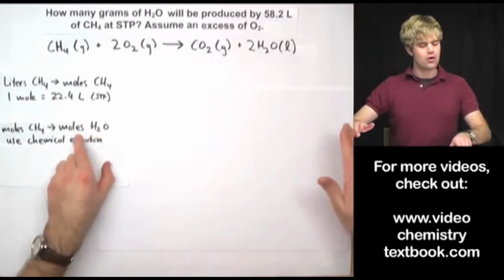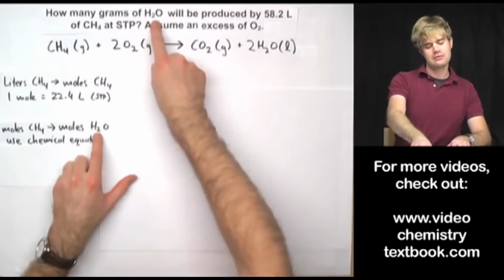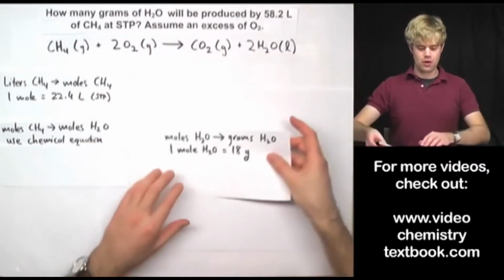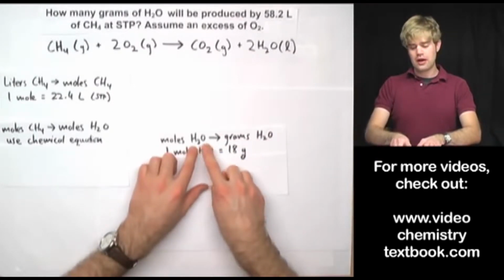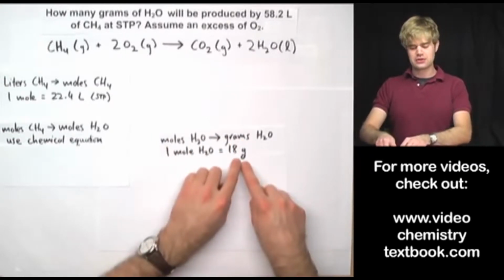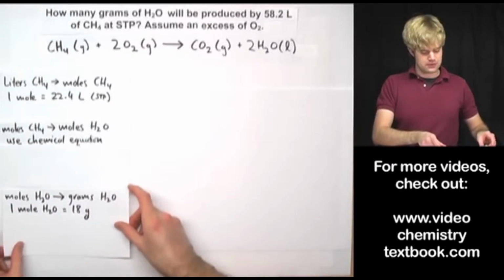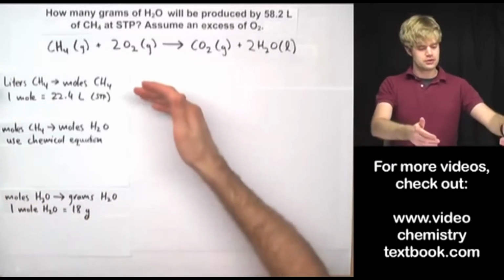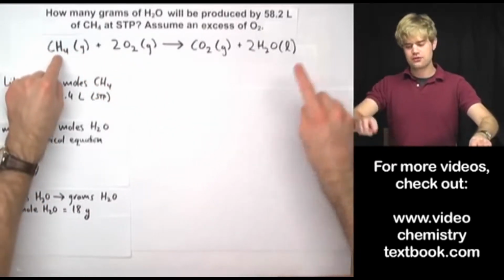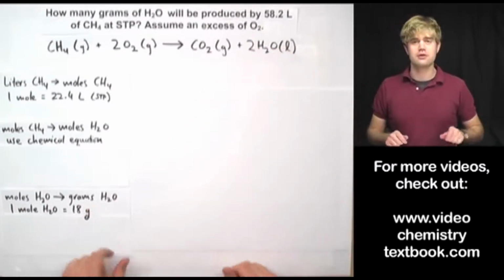Finally, I'll then know the moles of H2O, but the problem asks me not for the moles, but for the grams. How many grams of H2O am I going to get out? So the last thing that I'm going to want to do is take the moles of H2O and convert that to the grams of H2O. I can do that by using the molar mass, which is one mole of H2O is 18 grams. And that's how I'm going to do that last conversion. So these are my 3 steps: liters of CH4 to moles of CH4, CH4 to H2O, and then finally moles of H2O to grams of H2O.